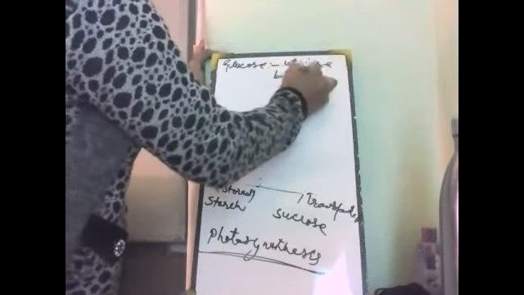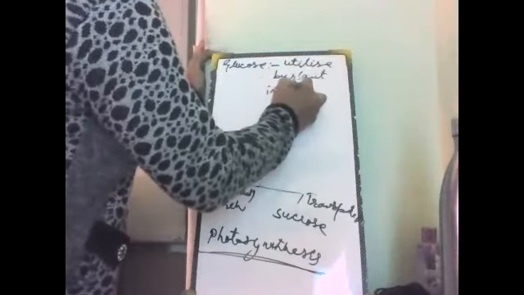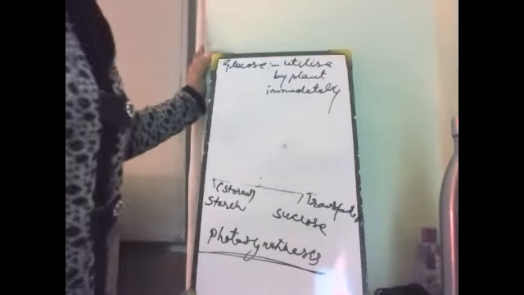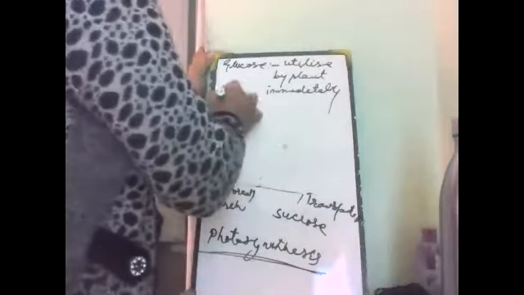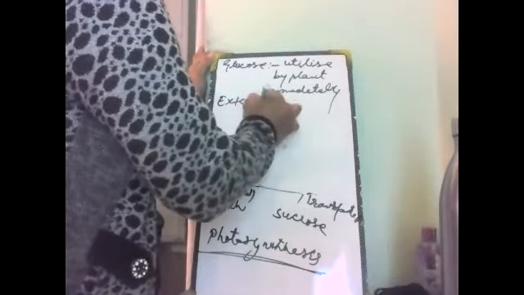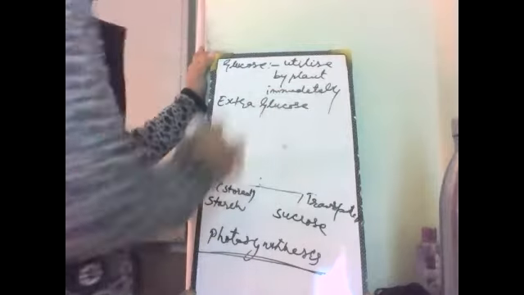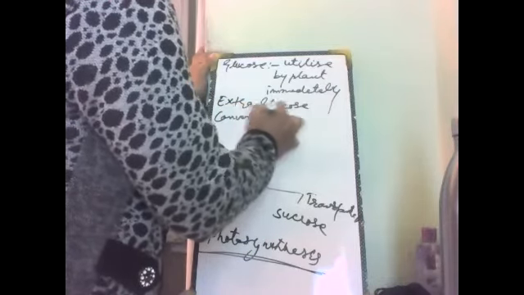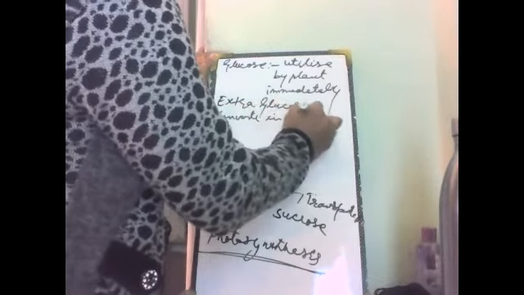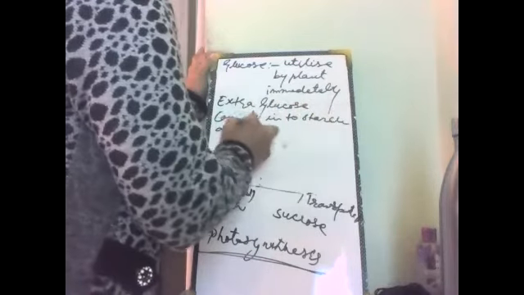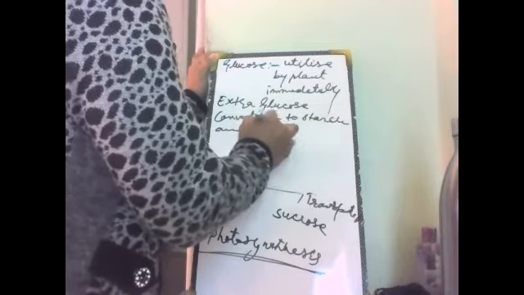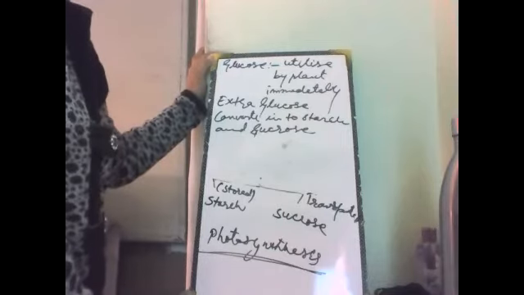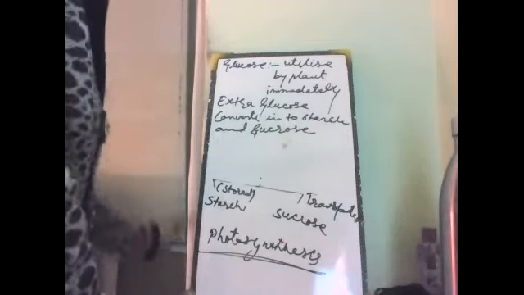The extra glucose is converted into starch and sucrose. They are either stored or utilized by the plant for synthesis of proteins and fats.